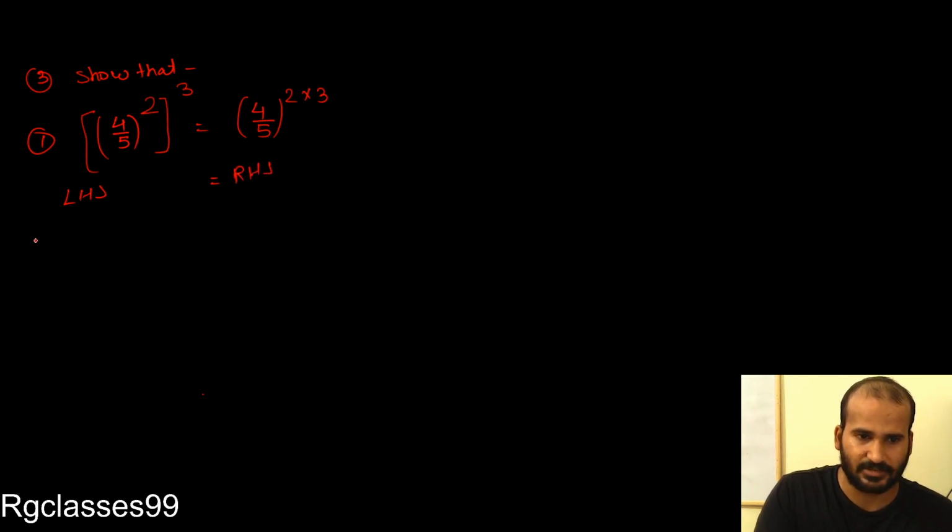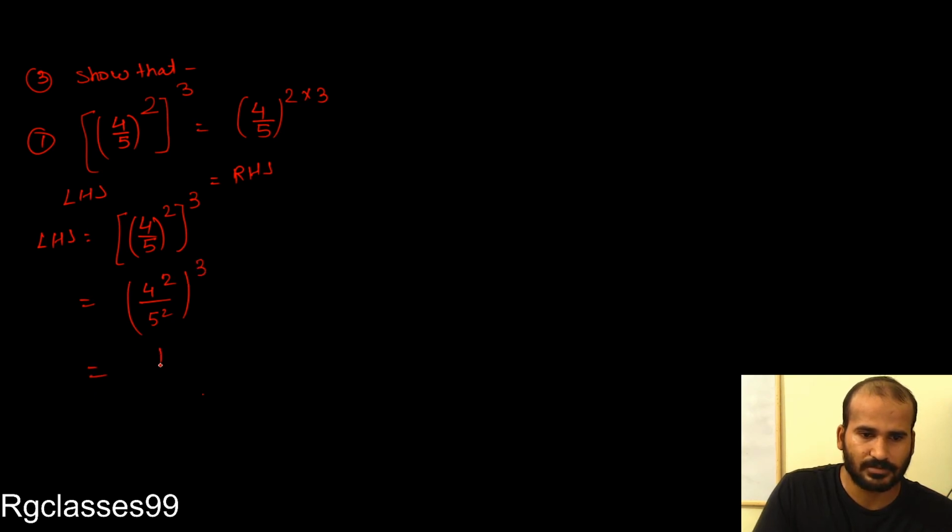First we take LHS. So LHS is equal to what? LHS is equal to, given, 4 upon 5 to the power 2, after that to the power 3. So this value is 4 by 5, it means 4 square and 5 square, 4 square and 5 square to the power 3. So this will become 16 upon 25 to the power 3. It means 16 cube upon 25 cube.